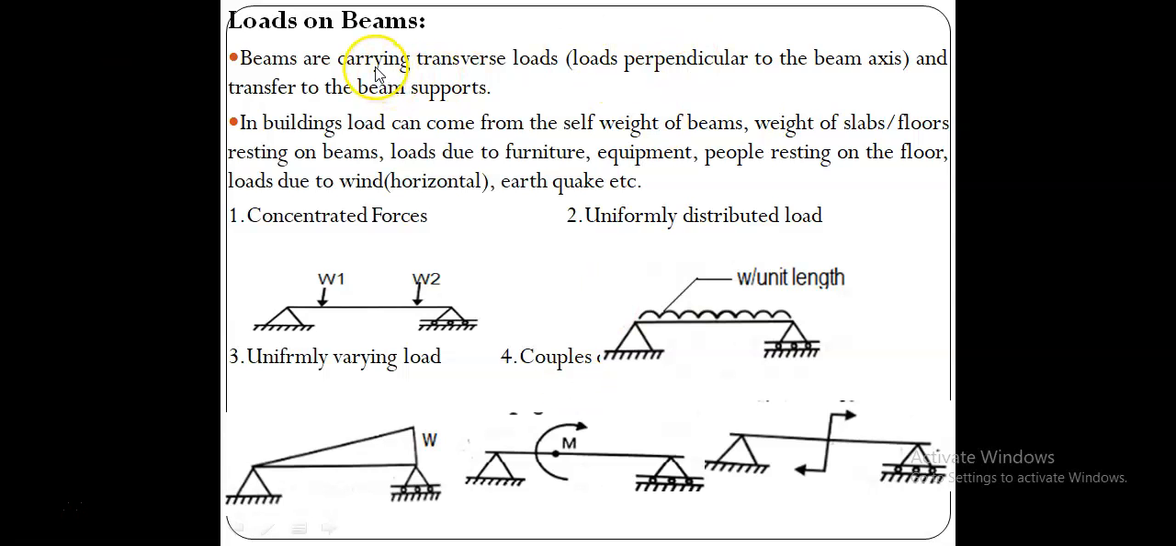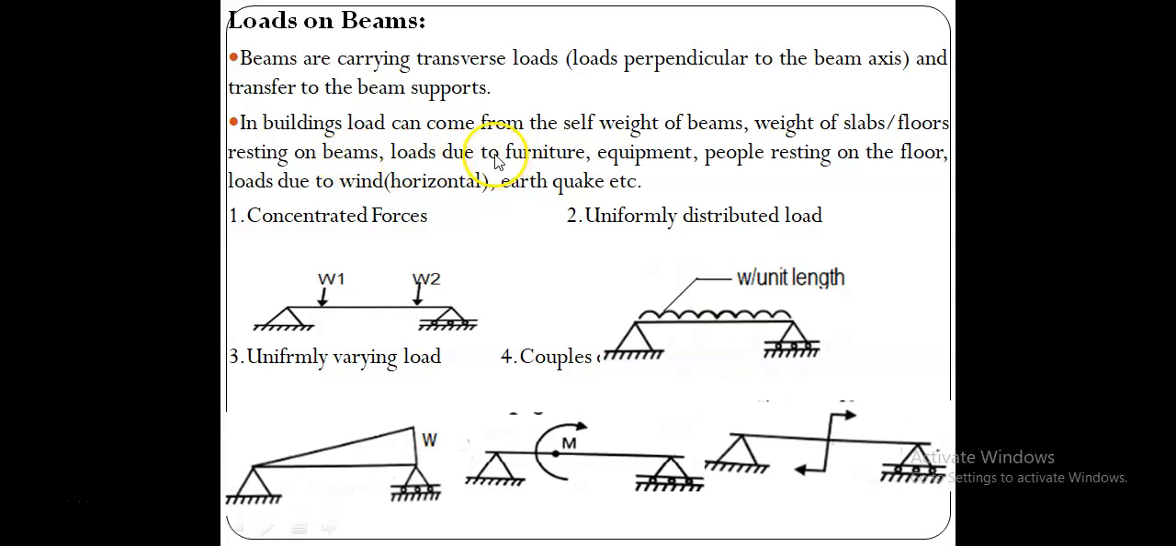Loads on beams. Beams are carrying transverse loads, that is perpendicular to the beam axis, and they transfer them to the beam supports. This is the beam axis. We can represent the beam by just drawing a line. This is nothing but a beam. It has two supports like this, and these loads which are acting perpendicular to the length axis of the beam are called transverse loads.